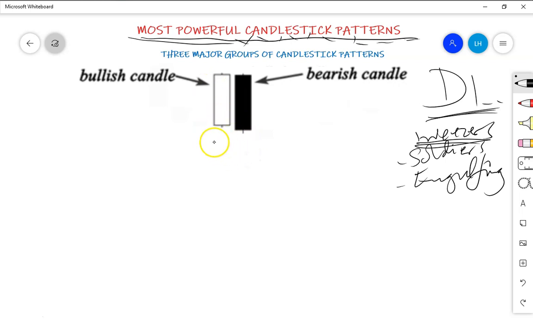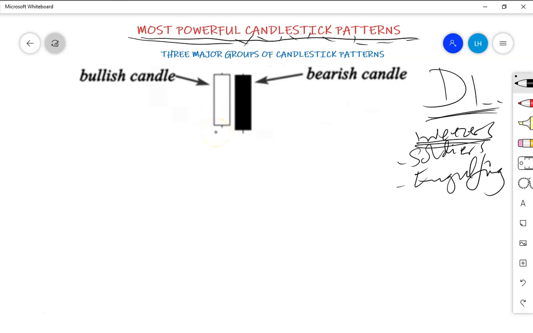So it is formed by a bullish candle which comes first, and then a bearish candle comes next. Usually we expect them to be of equal size. In most cases we expect them to have almost equal size, but sometimes they may vary a little bit in terms of the size of the body. They may vary a little, but in most cases we expect an equal size between the bullish and bearish candle. Now, what message do we get from this?